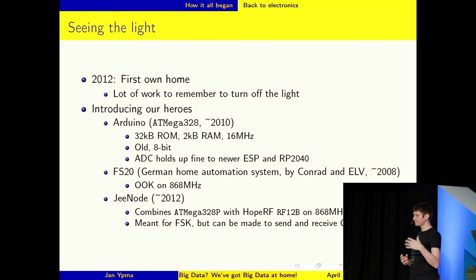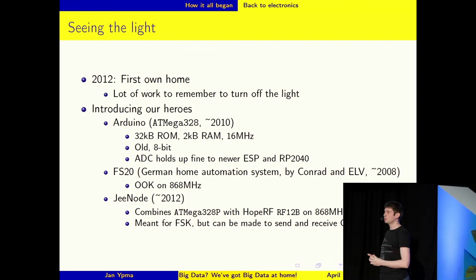There's a Dutch guy actually that made a little Arduino compatible board, but with a radio on it, in this case a radio from HopeRF, that talked at the same frequency, 868 megahertz, which a lot of other things also talk on, but it's the same frequency that FS20 uses. And even though that radio originally was meant for frequency shift keying, which is a different way to use radio, you can actually use it for on-off keying as well, because it's actually a simpler form of radio encoding.